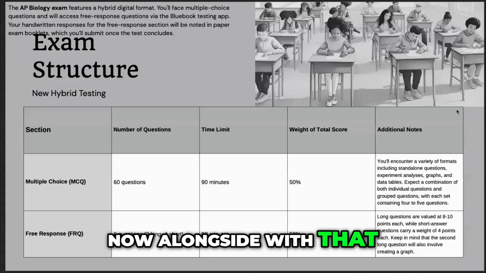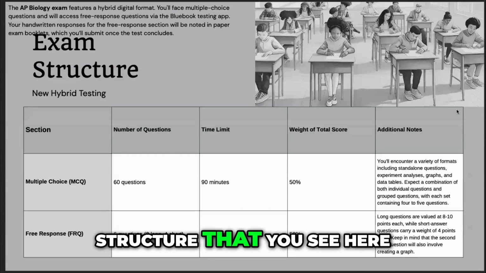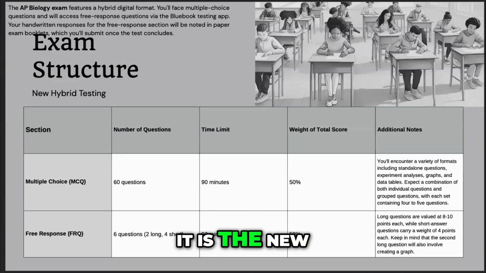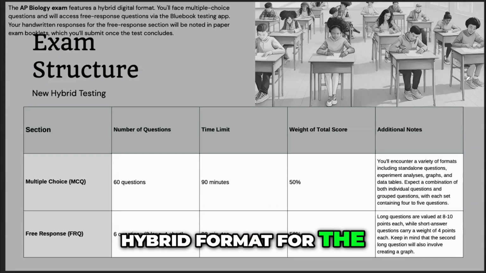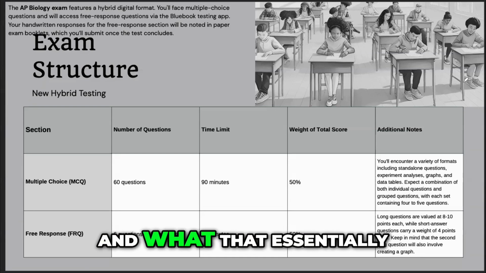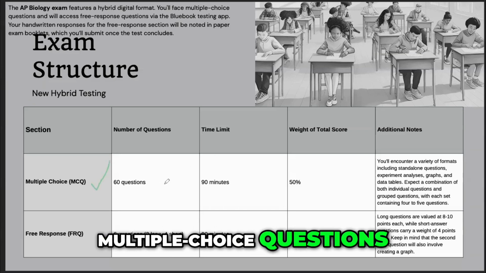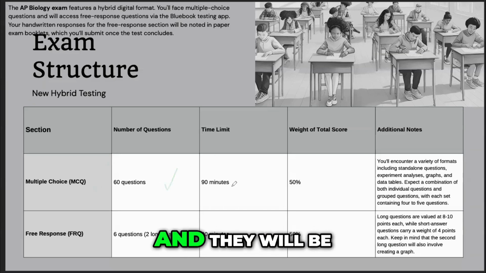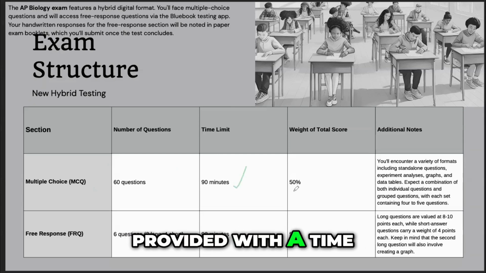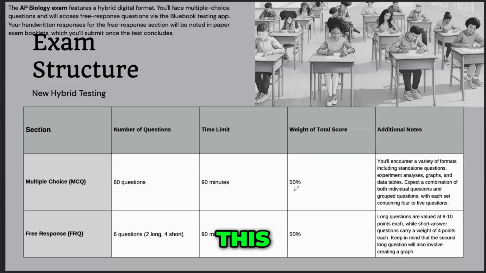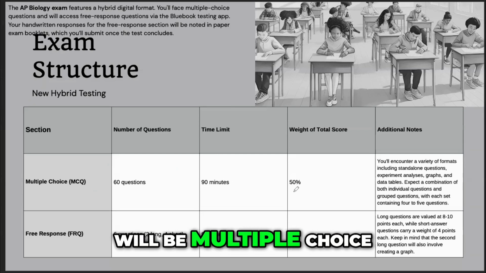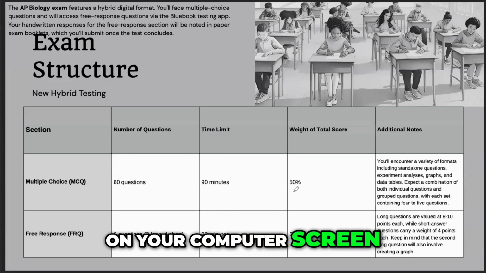Now, alongside with that, we have the exam structure that you see here. Remember, it is the new hybrid format for the first time ever. And what that essentially means for you is that you will have multiple choice questions, 60 questions, and they will be provided with a time limit of 90 minutes. Remember, this for the first time will be multiple choice on your computer screen.